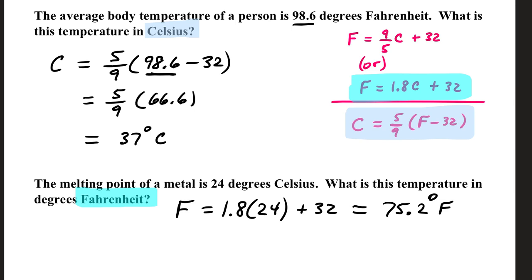Bottom example, the melting point of a metal is 24 degrees Celsius. What is this temperature in degrees Fahrenheit? Let's use this formula. 1.8 times our Celsius plus 32. When you put this in the calculator, we get a total of a little more than 75 degrees Fahrenheit.